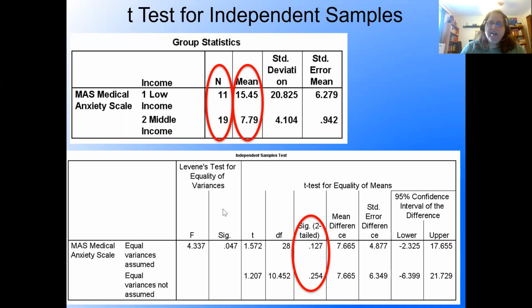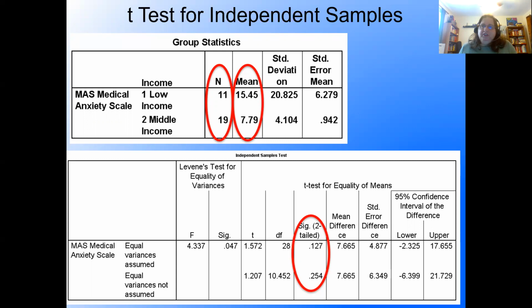Well, I would say it's less than 0.05 because 0.047 is less than 0.05, all right? You can think of it as like 0.047 versus 0.050, 47 versus 50. But just know that it's closer to 0, right? Closer to 0 than 0.05, so it's less than 0.05. All right, so because of that, I'm using the bottom set here, 1.207, 10.452, and 0.254.